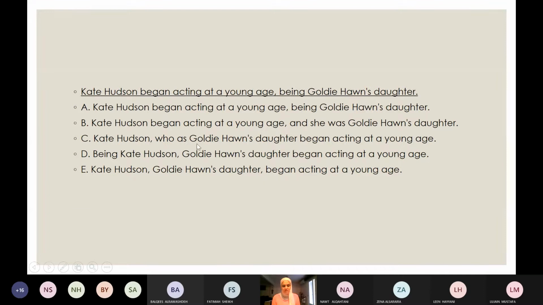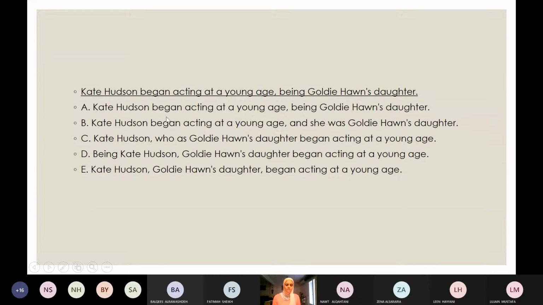Here I made it more longer. More longer is a double negative. So I made it a double comparison. So I made it what? Longer, not more longer. Being Kate Hudson, Goldie Hawn's daughter began acting at a young age here. Being Kate Hudson, Goldie Hawn's daughter began acting at a young age. Kate Hudson, Goldie Hawn's daughter began acting at a young age.